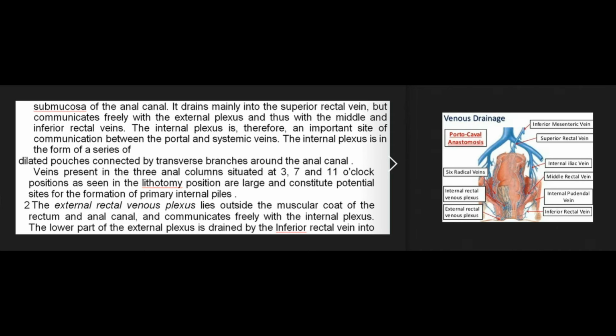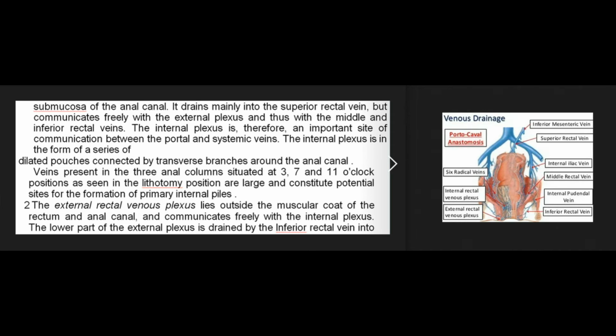The internal plexus is in the form of a series of dilated pouches connected by transverse branches around the anal canal. Veins present in the 3 anal columns situated at 3, 7, and 11 o'clock positions as seen in the lithotomy position are large and constitute potential sites for the formation of primary internal piles.